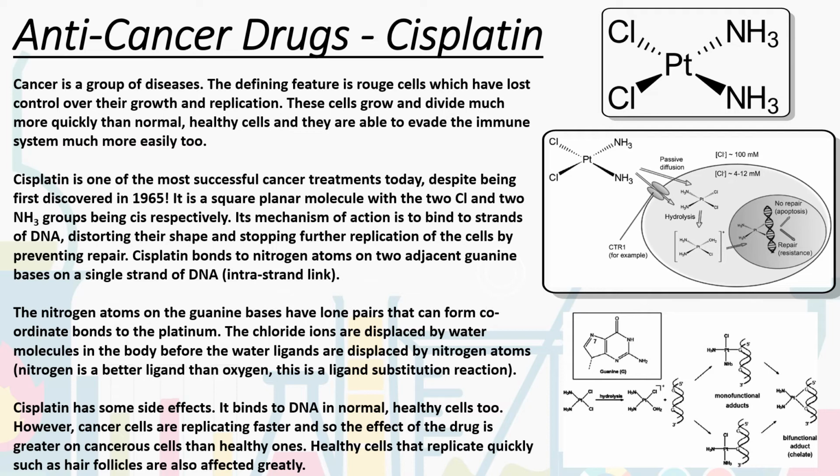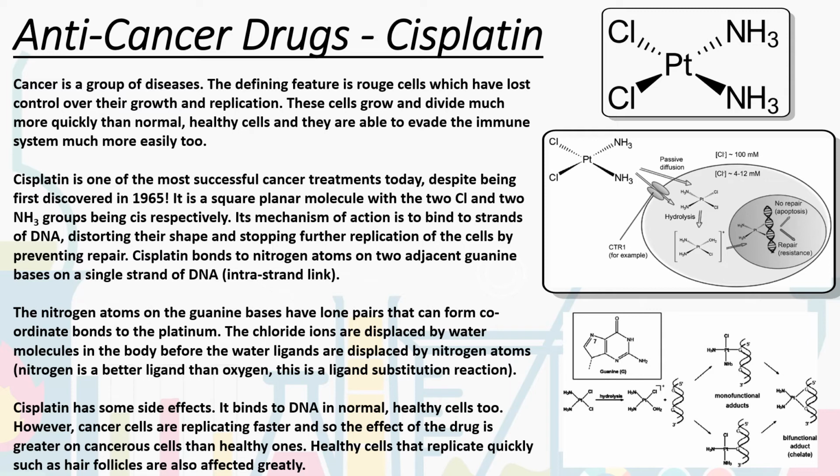How it works, the mechanism of action, is that it binds to strands of DNA, and when it does this, it massively distorts the structure of DNA. The perfect double helix is disrupted, and it makes the DNA bend out of shape. By doing that, it stops further replication of the cells because it stops repair. Essentially, we can't repair that DNA, and so the cell has no option but to commit suicide, something called apoptosis. It goes through programmed cell death. It can't repair itself, and therefore it has to die off.